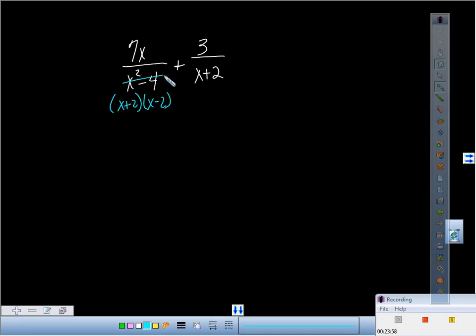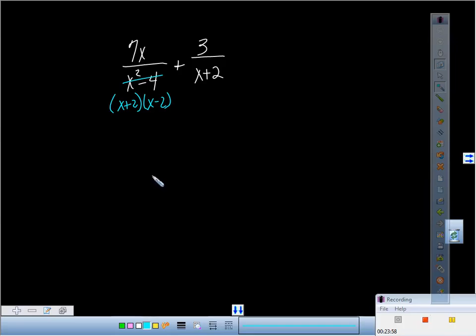All right, so now this is my denominator. Now, why did I do that? Because now you can find your least common denominator. That's exactly right. And what is my least common denominator? x plus 2, x minus 2. Very good. Now, here's my question. Am I going to multiply both of these by x plus 2, x minus 2, so I can make the denominators go away?